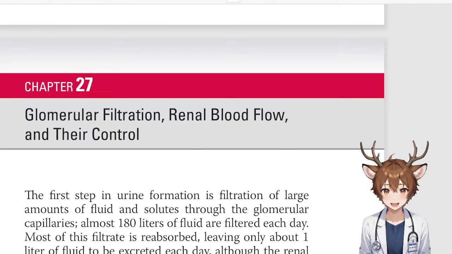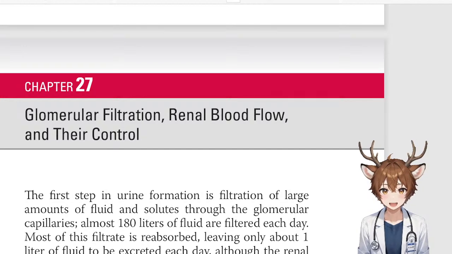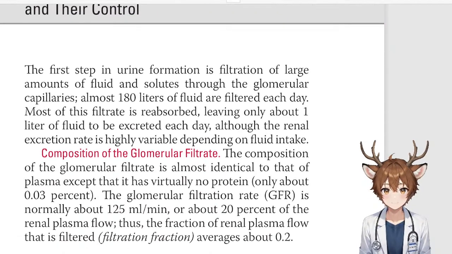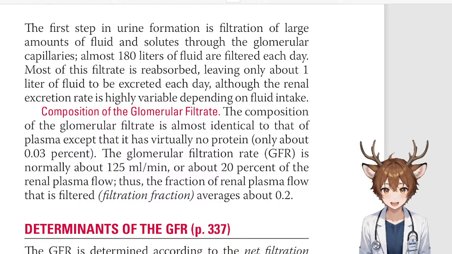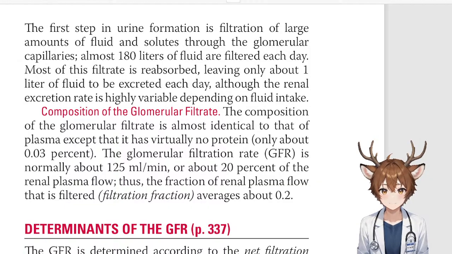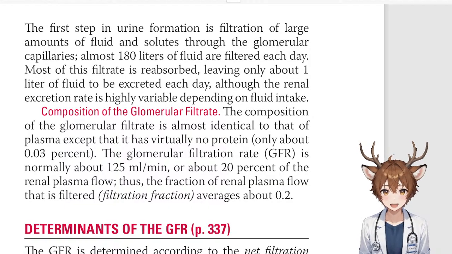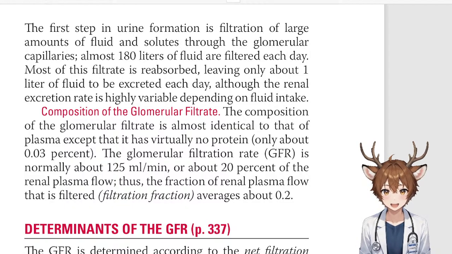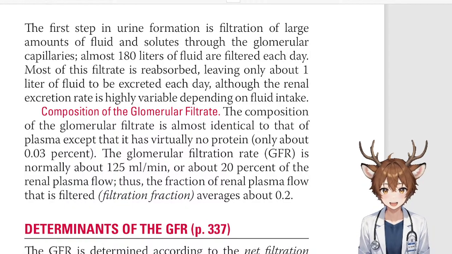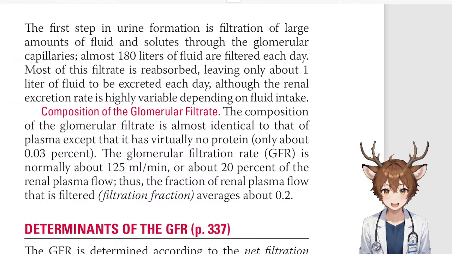So, chapter 27, glomerular filtration, renal blood flow, and their control. The first step in urine formation is filtration of large amounts of fluid and solutes through the glomerular capillaries. Almost 180 liters of fluid are filtered each day. Most of this filtrate is reabsorbed, leaving only about 1 liter of fluid to be excreted each day, although the renal excretion rate is highly variable depending on fluid intake.